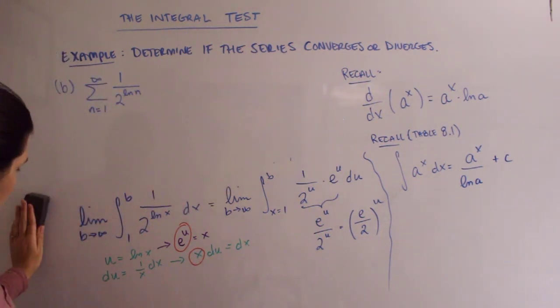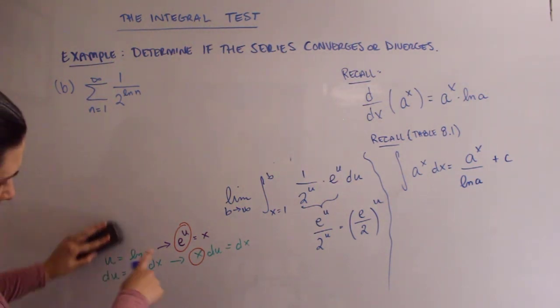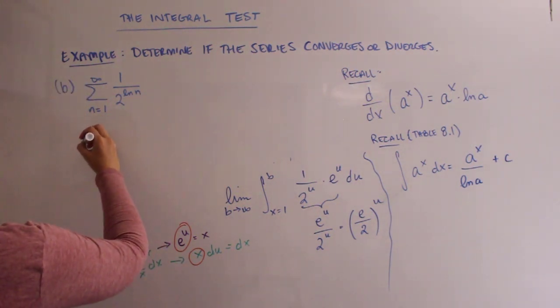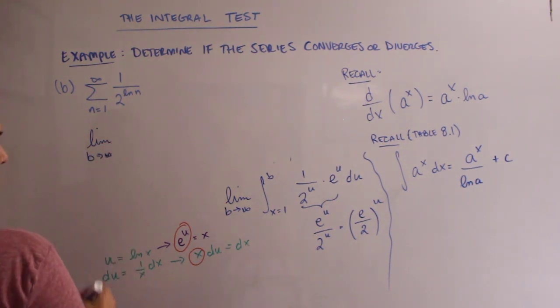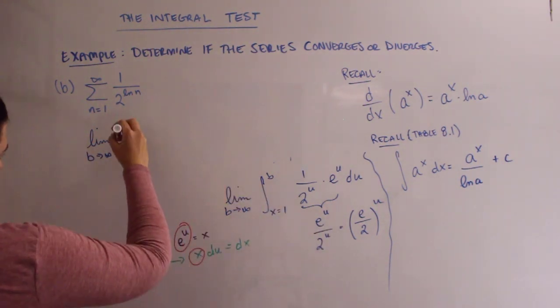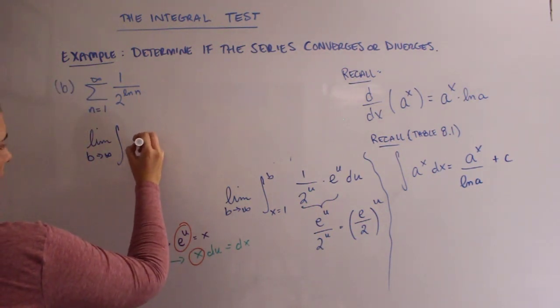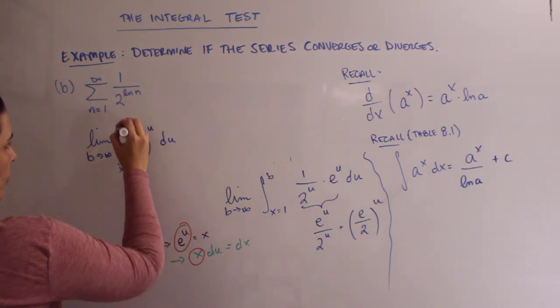And we can probably move some of this too. Okay, I want to leave what u is because I'm going to have to resubstitute. So we have our limit as b goes to infinity. We are integrating, let me make it really clear because I kind of just squeezed it down here. We are integrating e over 2 to the u power du. x was from 1 to b.